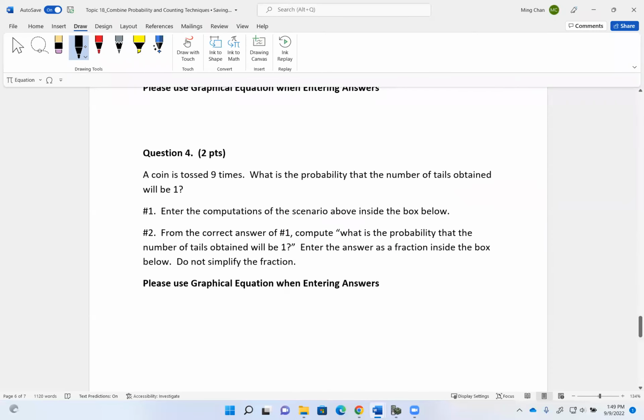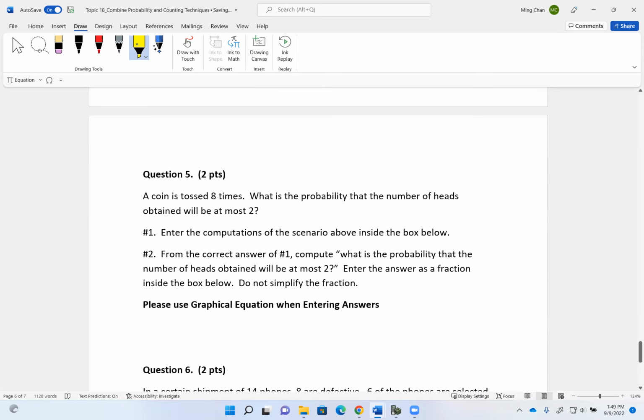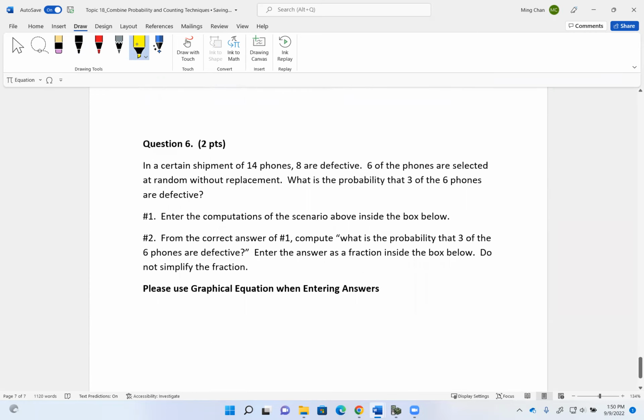All right, this one says exactly 1. Earlier I had exactly 2. This one is exactly 1, and this one is at most 2. And this is the same problem, just like defective phones. What's the probability that 3 of the 6 phones are defective? That's what I want to find out.